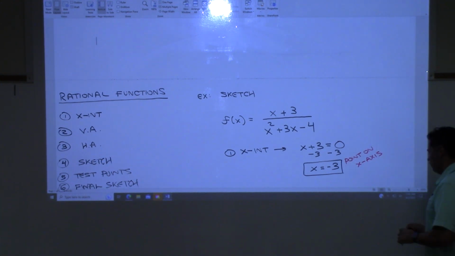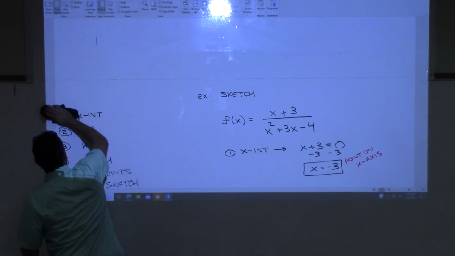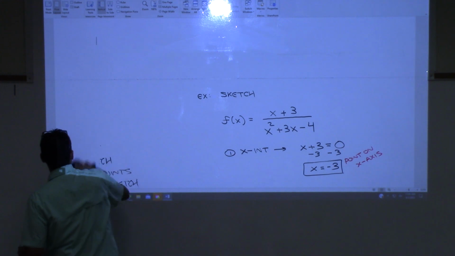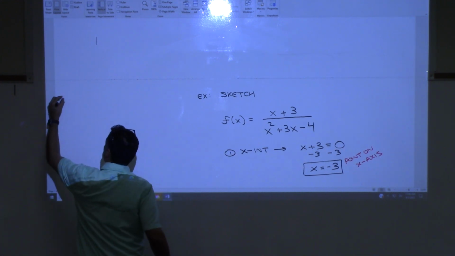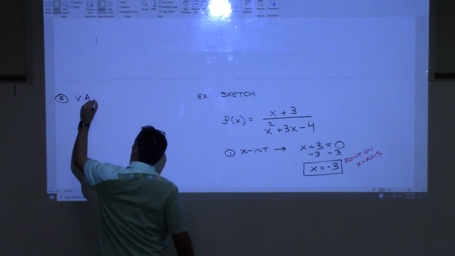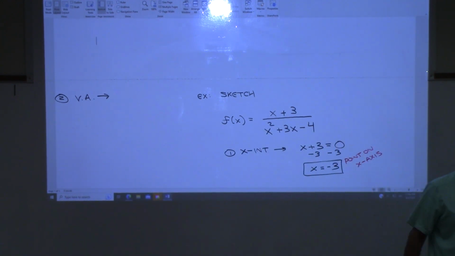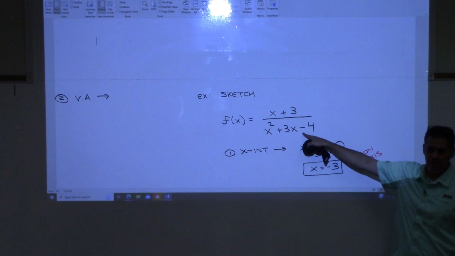Step 2. Step 2, vertical asymptotes, right? So step 2, vertical asymptotes. How do we do that? How do we find the vertical asymptotes? Set the denominator equal to 0. So we're going to take the bottom of this and set it equal to 0 now.